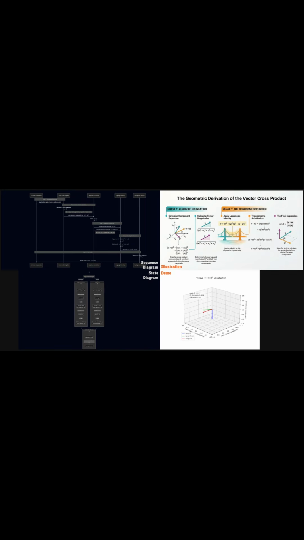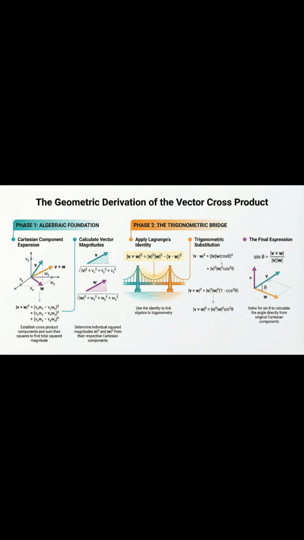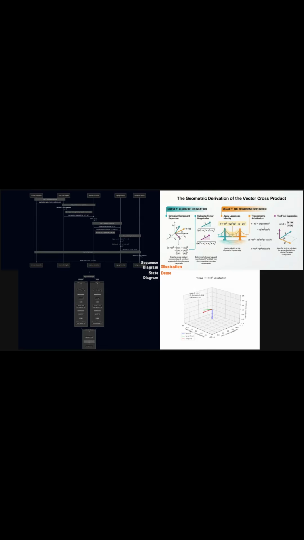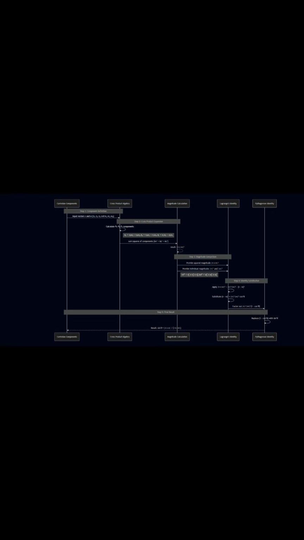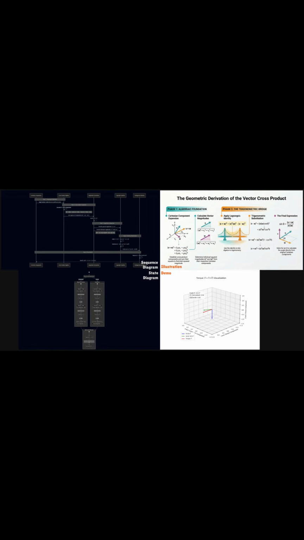Complementing this, the sequence diagram outlines the step-by-step logical progression required to prove these physical behaviors mathematically. The process starts by breaking the vectors down into their basic spatial components. It then follows a sequence where these components are combined and squared to determine a total magnitude for the interaction. A crucial stage in the sequence is the use of an elegant bridge, known as an algebraic identity, which allows the logic to shift from abstract components to actual geometric properties.